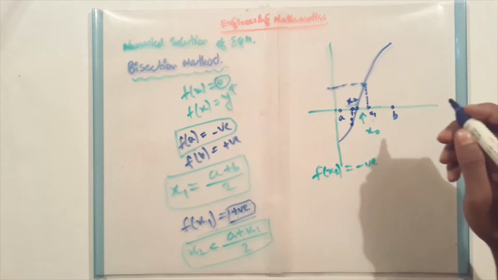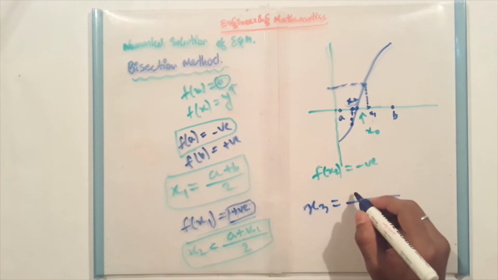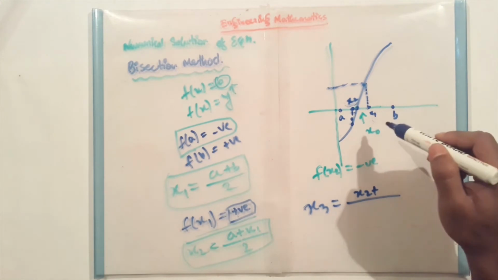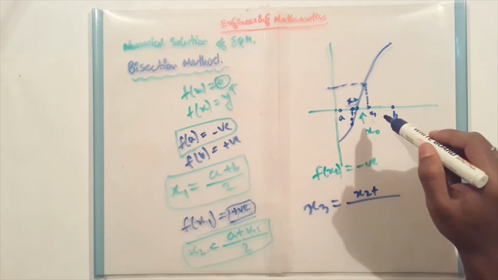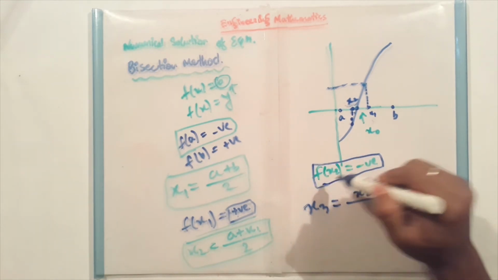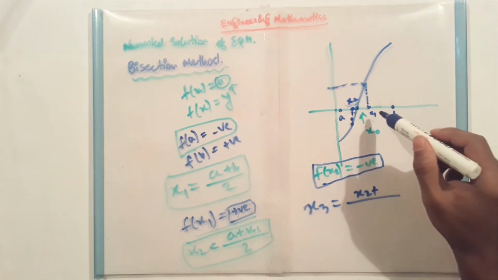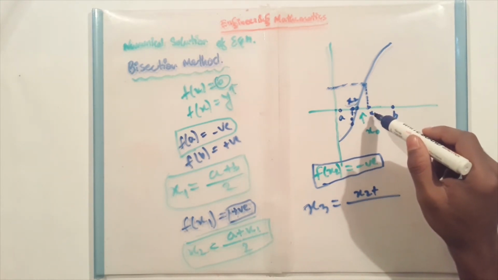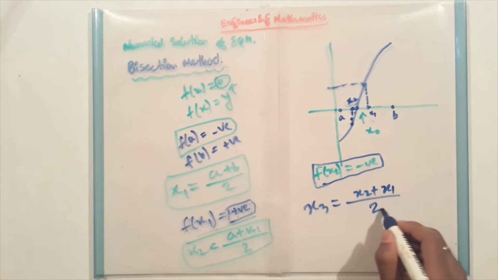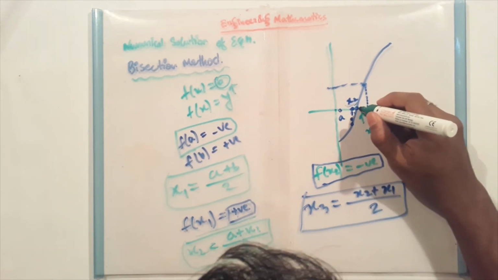So to find the third approximation x3, x2 is fixed. Now we check the nearest point whose f(x) is positive, as f(x2) is negative. We can see that the nearest point is x1, whose f(x1) is positive. So we take x1 here and take the average. This is the third approximation and it will be in between these two.